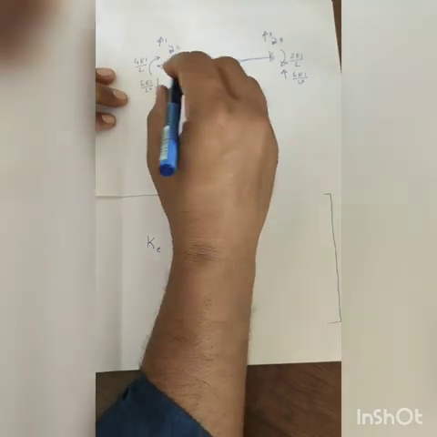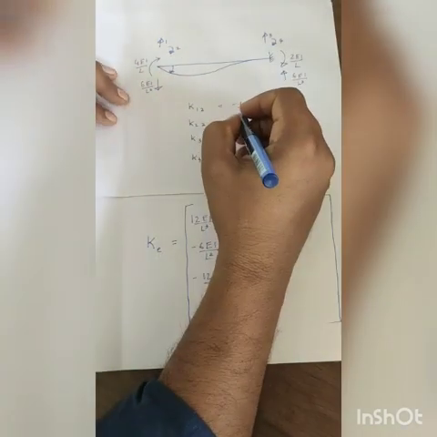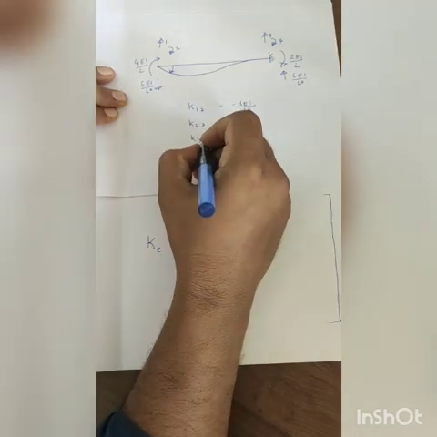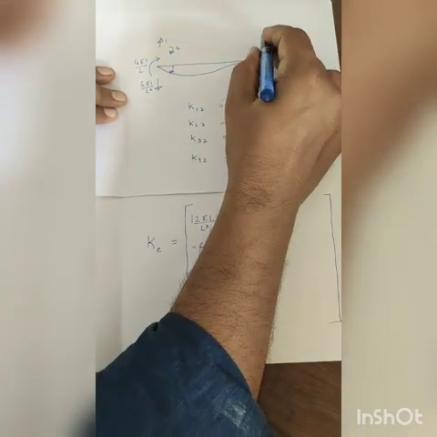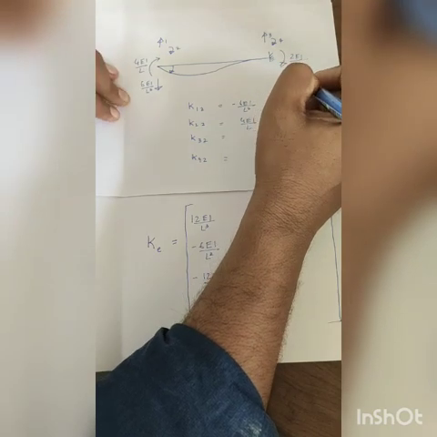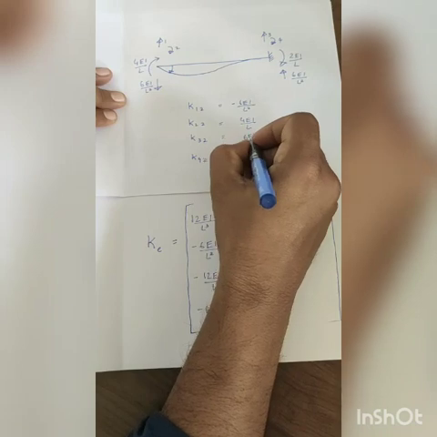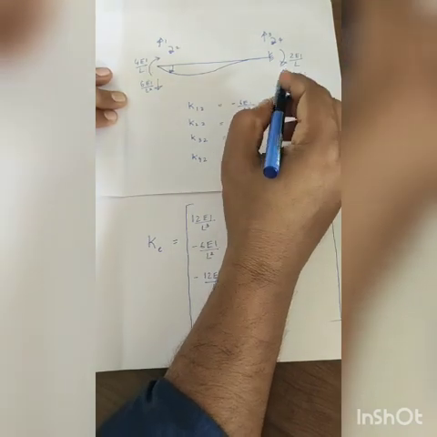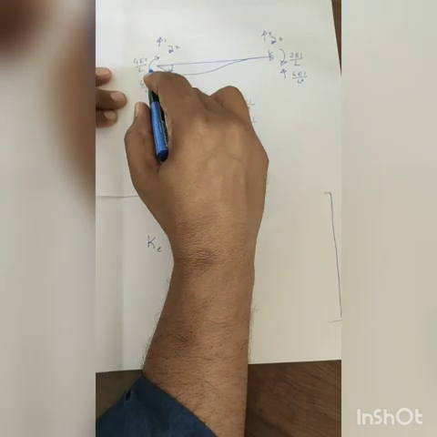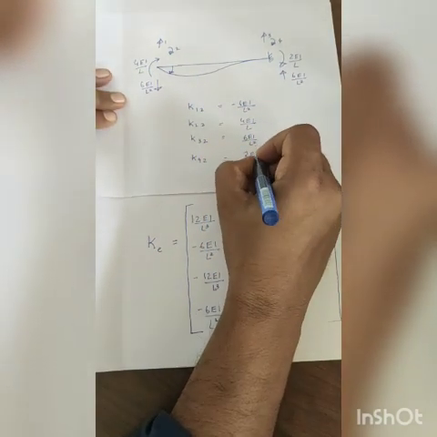Then what is K22? The moment due to unit rotation at 2 itself, that is 4EI by L, which is positive. So it is 4EI by L. What is K32? K32 is the upward force induced, 6EI by L square, and it is in the same direction, so it is positive 6EI by L square. And what is K42? The moment coming at the fourth ordinate due to unit rotation at the second ordinate is 2EI by L.